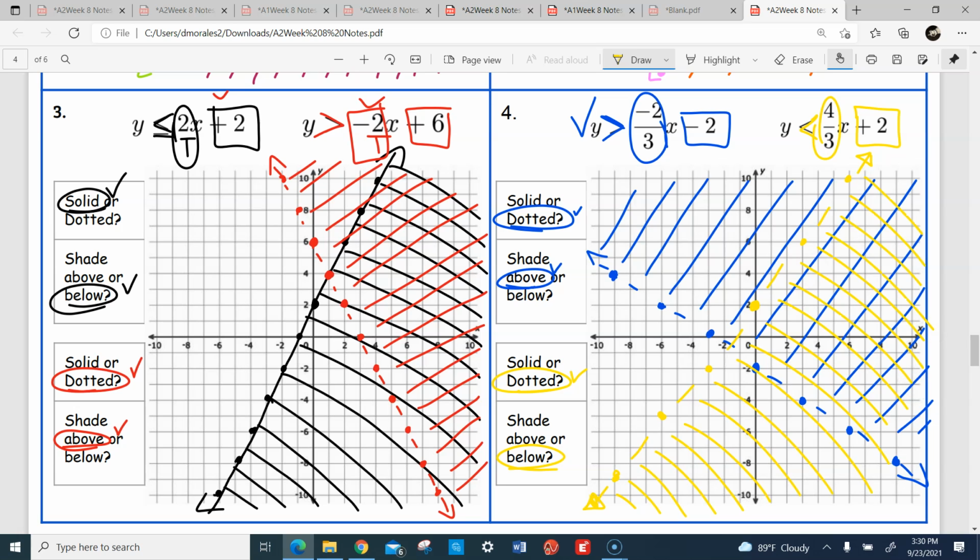Remember, jagged or broken lines do not count as answers. So the blue or yellow jagged line will not have any answers, but the stuff that crisscrosses with the blue and yellow will have your answers. So that's how you graph linear inequalities.